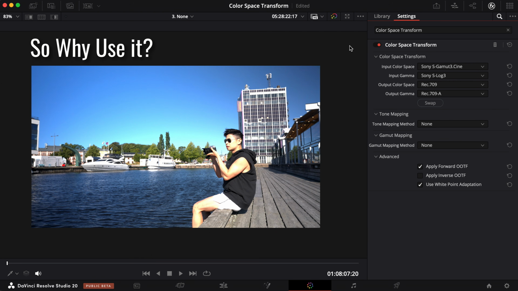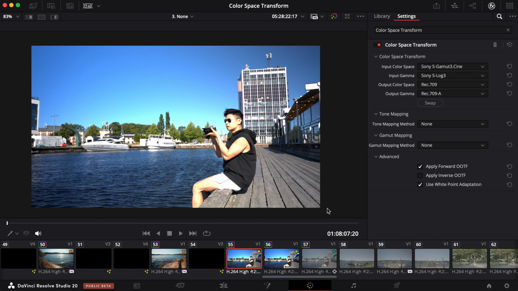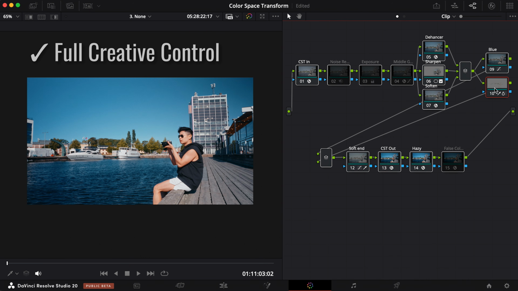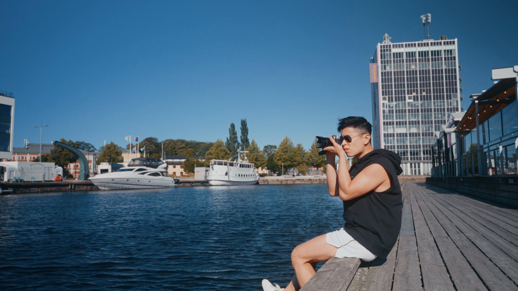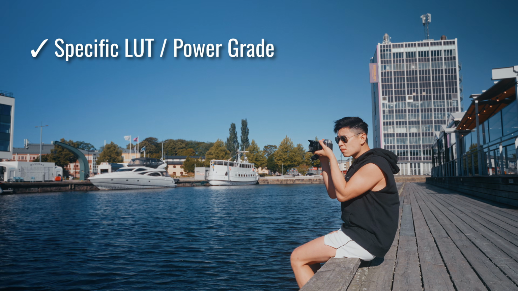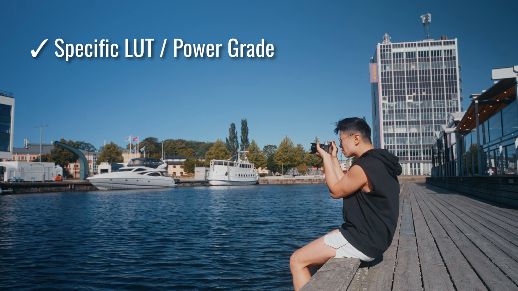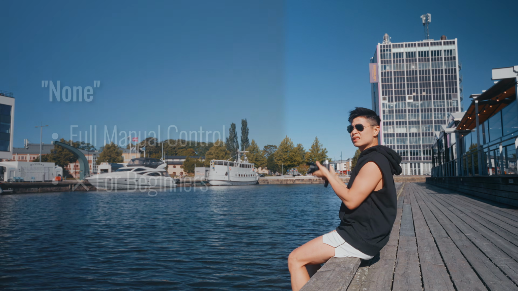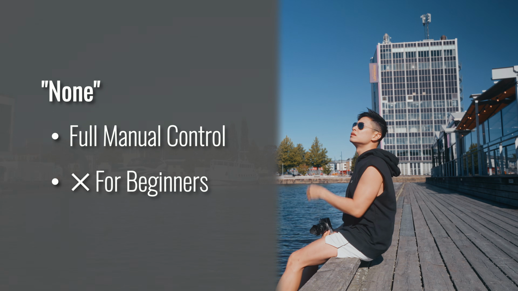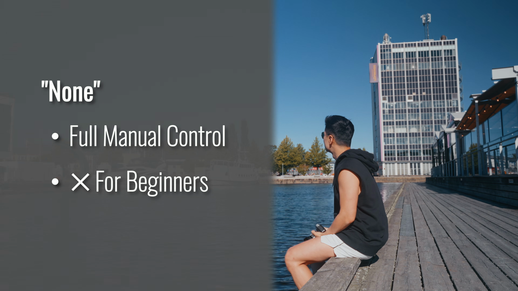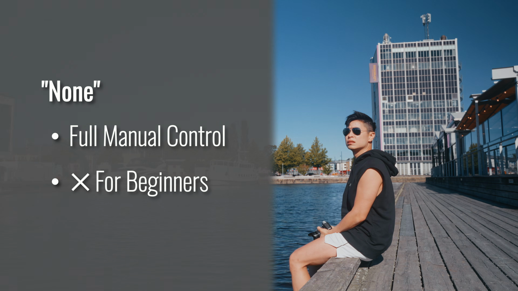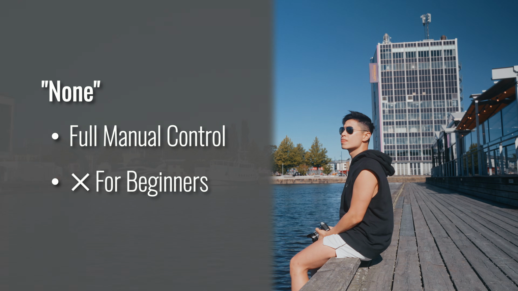So why would you ever use it? Well, this option is really meant for advanced users who want full creative control. Maybe you want to build your own custom filmic tone curve using the HDR tools, curves, or contrast nodes. Or maybe you're working with a very specific LUT or power grade that already shapes the tones for you. In short, none is for users who know exactly how they want their image to behave and prefer to sculpt tone and contrast manually outside of the CST node. It's generally not recommended for beginners.